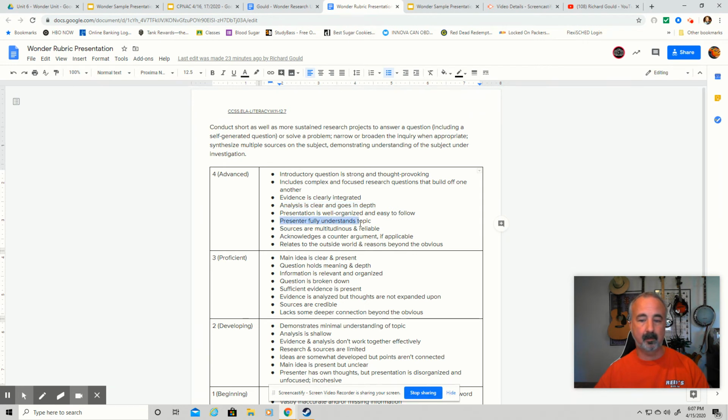Does the presenter fully understand the topic? That is basically, as you analyze and explain, does it sound like you know what you were talking about? Do you stumble over words? Are you misunderstanding what you are trying to explain? Things like that. Are your sources multitudinous and reliable? This is basically the required 5 sources, 2 from a scholarly database. Acknowledging a counter-argument if applicable. Now, if you watch my next video here, I do include a counter argument, and so that's a way of getting some bonus points there.